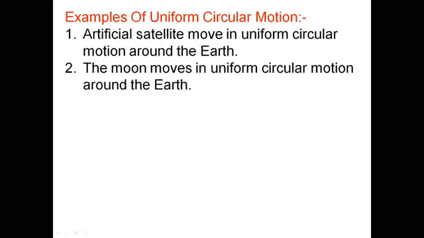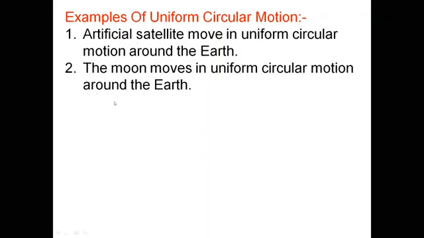So let us see the examples of uniform circular motion. The artificial satellites move in uniform circular motion around the earth. जो आर्टिफिशियल सैटेलाइट हमारे साइंटिस्ट भेजते हैं या फिर वेदर ब्रॉडकास्टिंग के लिए या नेविगेशंस के लिए, तो वो मूव करता है दैट मूव्स ऑन अ यूनिफॉर्म सर्कुलर मोशन. द मून मूव्स इन यूनिफॉर्म सर्कुलर मोशन अराउंड द अर्थ. इसकी स्पीड दैट इज कांस्टेंट, speed constant. It means it is moving in a uniform circular motion.